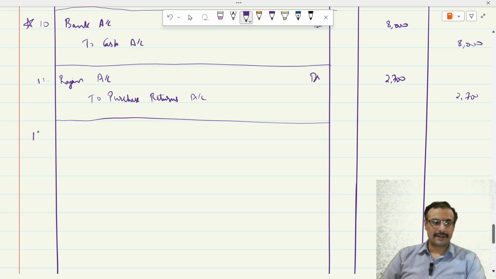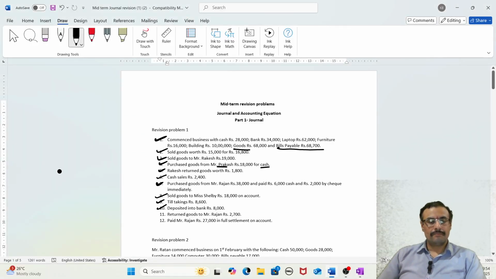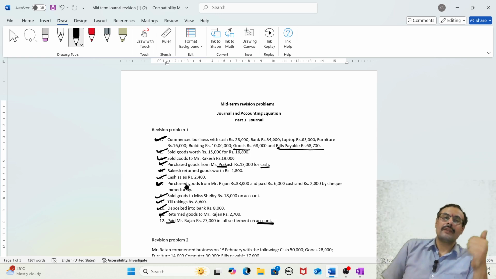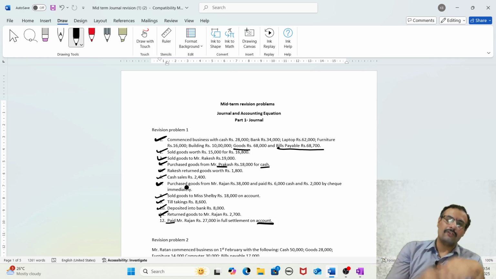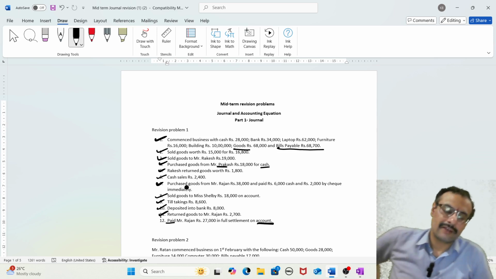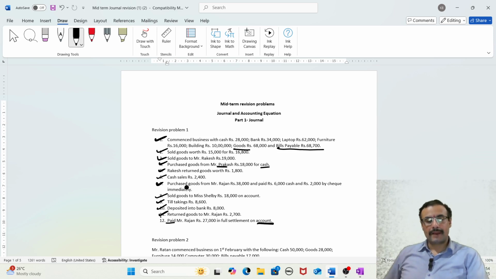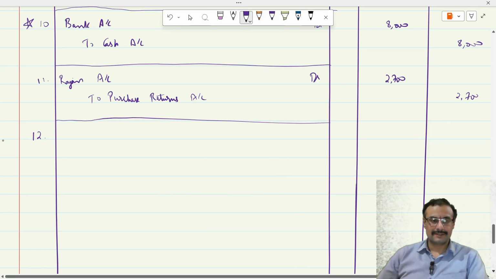Then the last entry, the 12th one. 12th one is the last one. Now, what is it? Paid Mr. Rajan rupees 27,000 in full settlement on account. Now, don't get confused by seeing on account over here. The word paid is there. We have discussed this earlier also. Whenever the word received or paid is given, along with that, even if they tell on account or name, we should give the preference to the word paid and received. Paid is given, so we give the preference to the paid word. And if we have paid, has it been told by cheque? No. So it is a cash transaction. So it will become like this. Please observe.